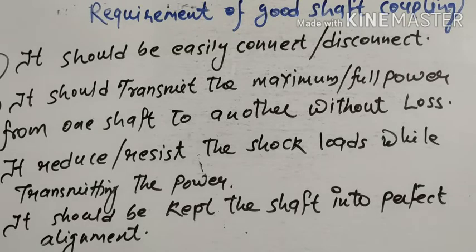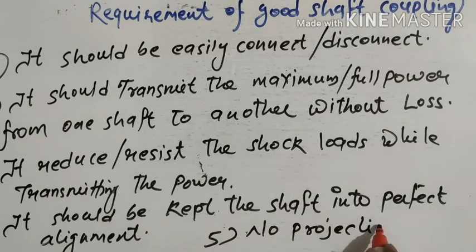And the next, final one is it should have no projecting parts, because if projecting parts are available, it can be dangerous for the workman, and it can cause failure of the coupling or the shaft. So it should have no projecting parts. Okay, so these are the requirements of a good shaft coupling.